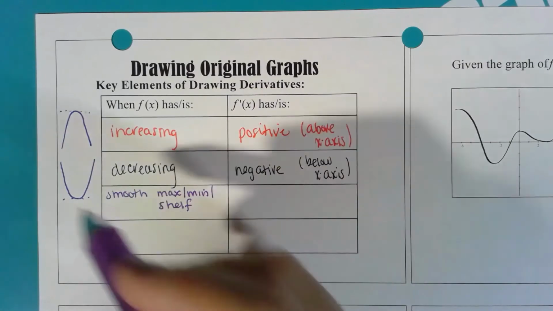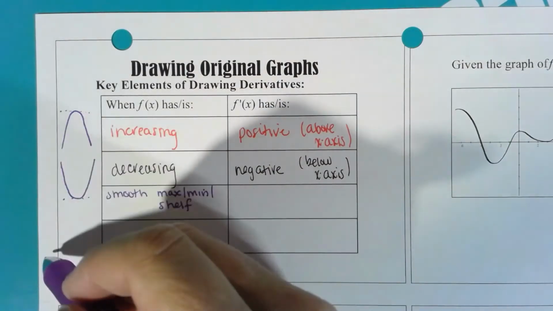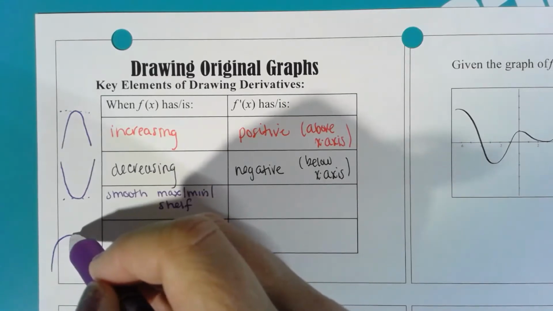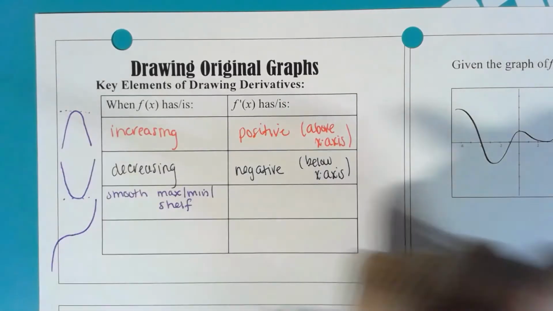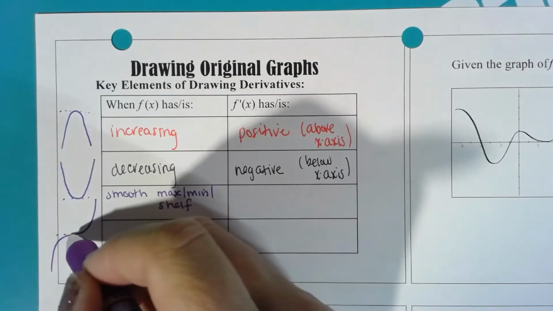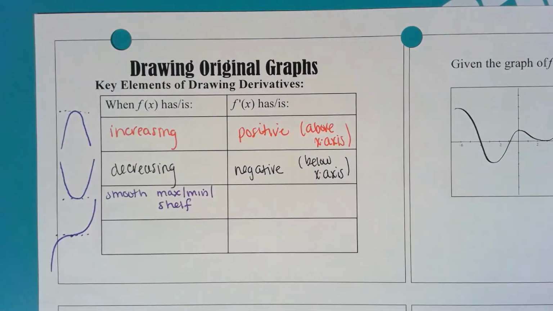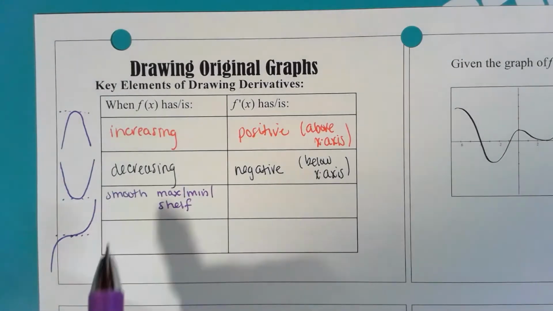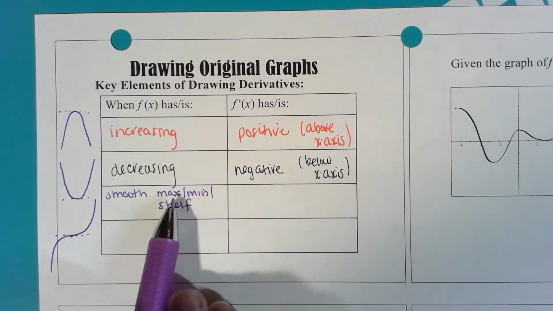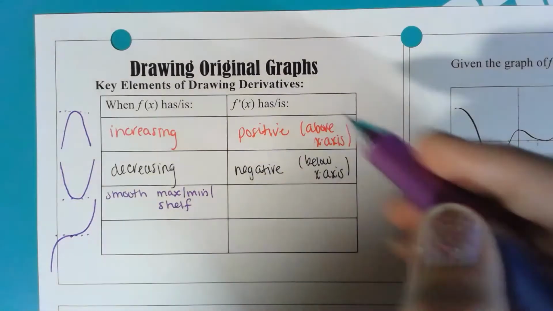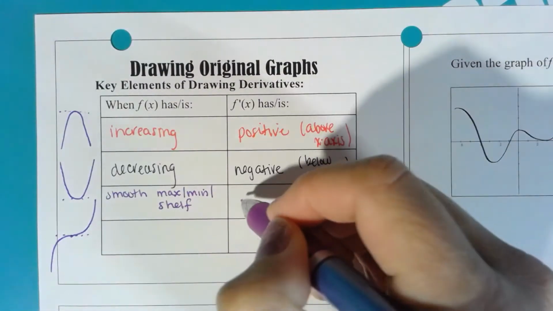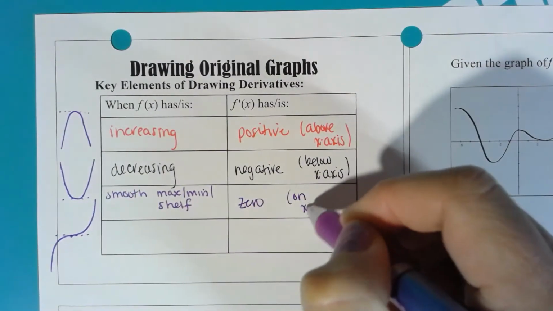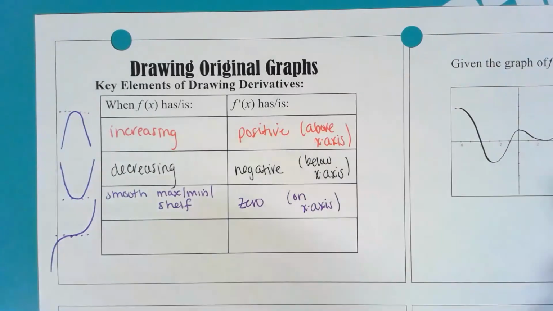A shelf is when you have a kind of combination. You go up almost like you're going to have a maximum, but then you don't change direction, you just keep going. That's what we would call a shelf. It's a stationary point in the graph. The graph is not increasing or decreasing there. So when f of x has a smooth max, min, or shelf, the slope would be 0. And if the derivative is 0, that means it's on the x-axis. It's an x-intercept.